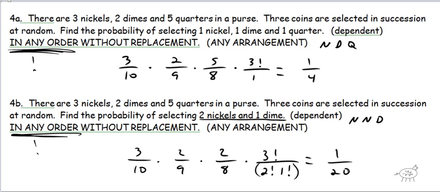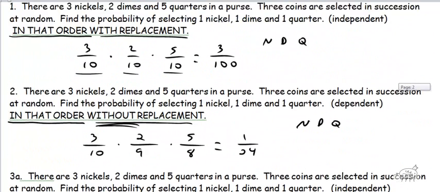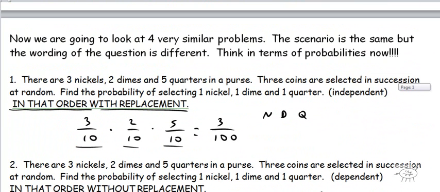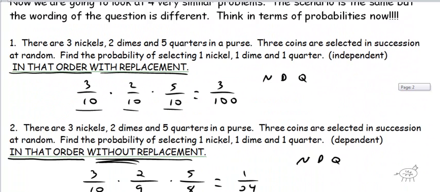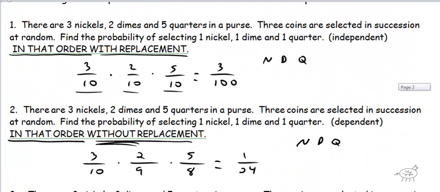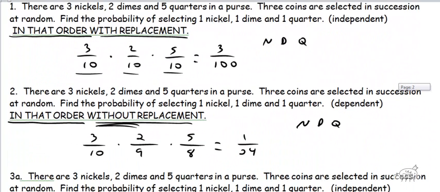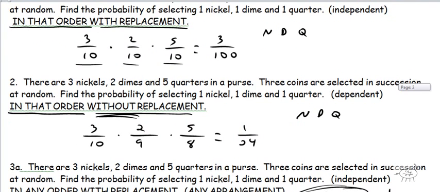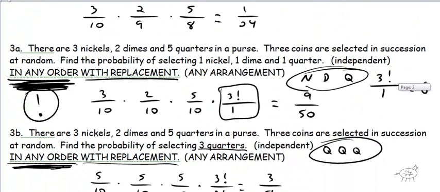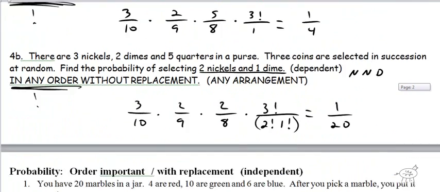In any order or in a specific order, with or without replacement. 4 different scenarios. Please understand that. So just real quickly to review this, because this is so important. In a specific order with replacement, I don't have to worry about factorial because it's in a specific order. But if it's with replacement, then they're completely independent events. If it's without replacement, then they're dependent. And that's why the number of possibilities goes down each time, right? And then number 3 and 4 were in any order, where you have to actually do factorial.